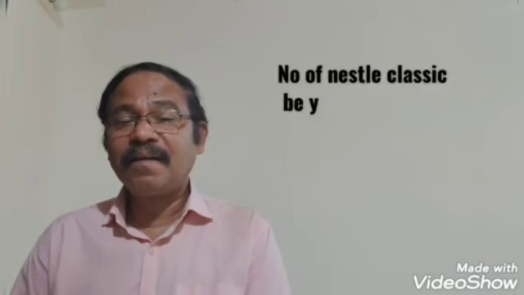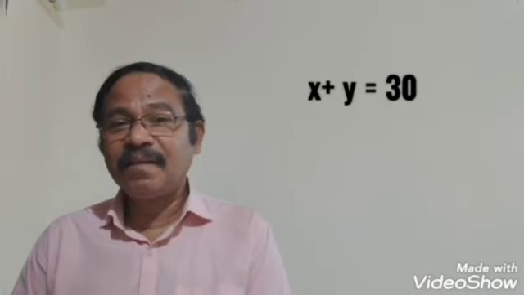Okay, let us form an equation. Let the number of Cadbury Dairy Milk be x and the number of Nestle Classic be y. Then x plus y is equal to 30. Still, you cannot find how many Dairy Milk and Nestle Classic are there. Otherwise, you have to count them in the bag. So, the first equation is x plus y is equal to 30.